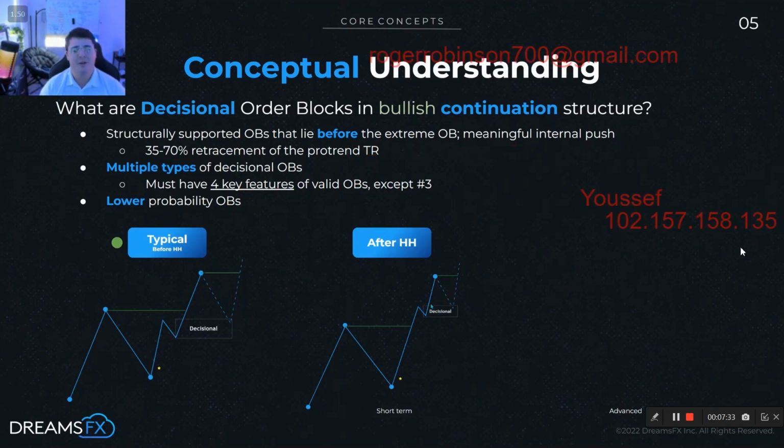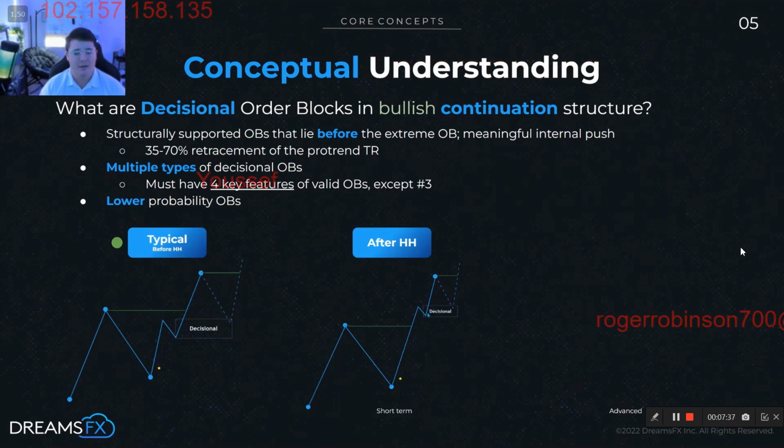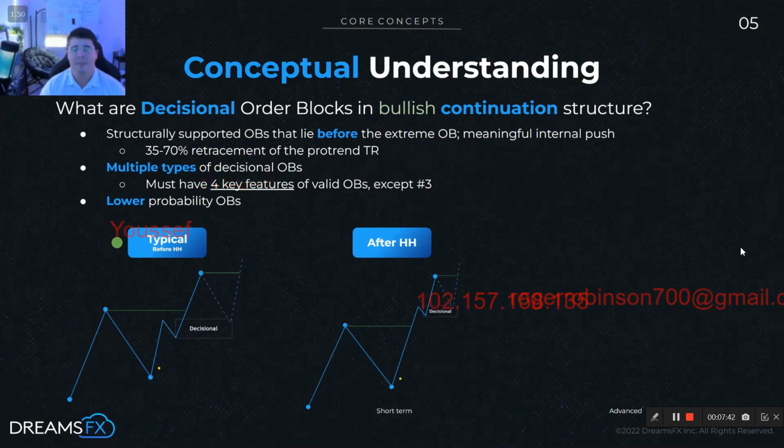Price then makes a small retracement and then makes a second push. Now you might ask, well, Griffin, isn't this structure a new high, higher low, higher high? Yes, it is, but not on this time frame. That is going to be internal structure to this bullish push that we see.